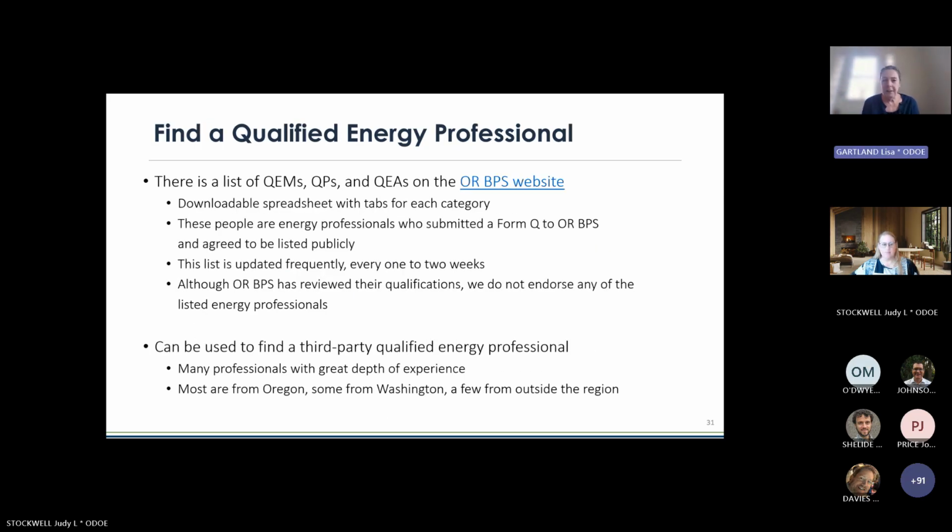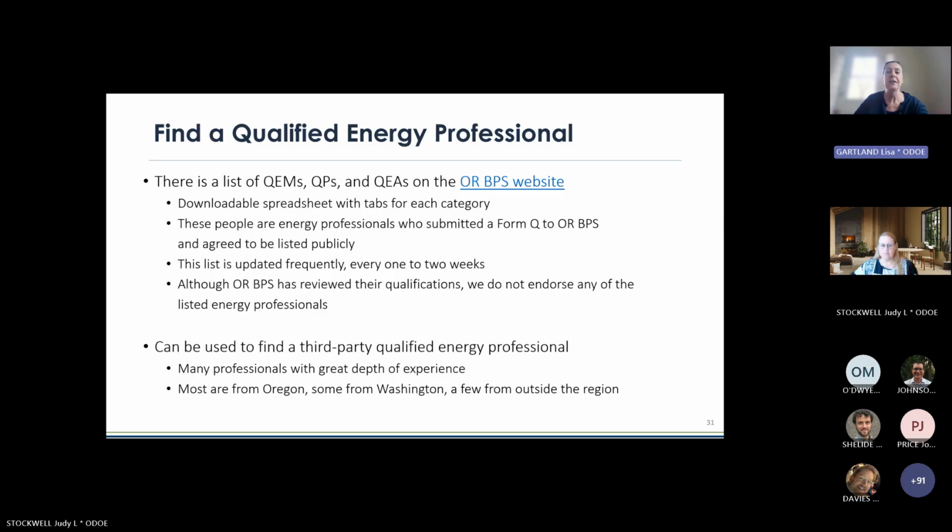So how do you find a qualified energy professional? I have mentioned that we do have a list of QEMs, QPs, and QEAs. So qualified energy managers that can work on tier 2 buildings, qualified persons or people who can work on tier 1 buildings to do the benchmarking, and qualified energy auditors that are required to do the energy auditing.